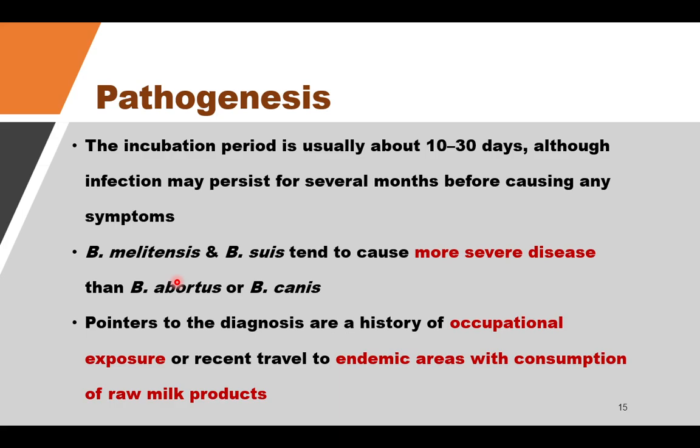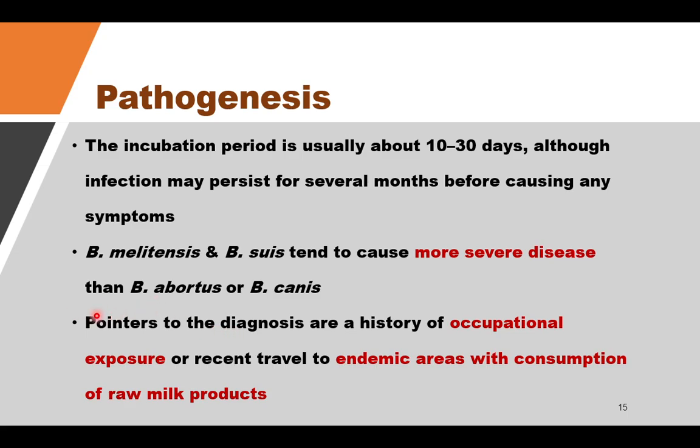So what is the pathogenesis like? The incubation period is usually a range of 10 to 30 days, although you may have infection persisting for months. I'll continue to stress this. Melitensis and Suis are the most virulent, so they tend to cause more severe disease than the other two.